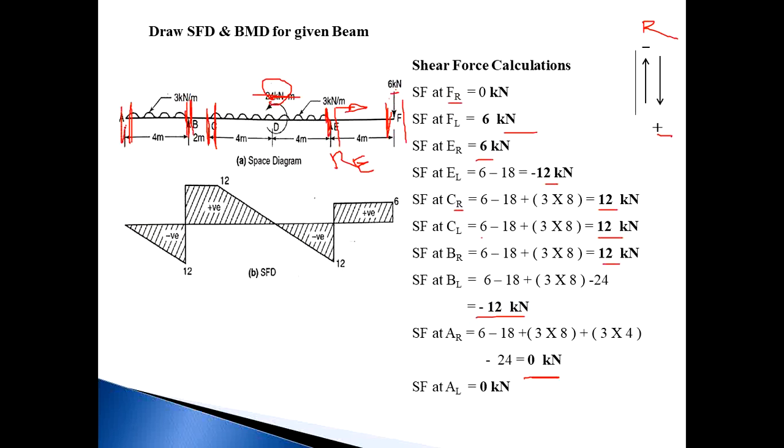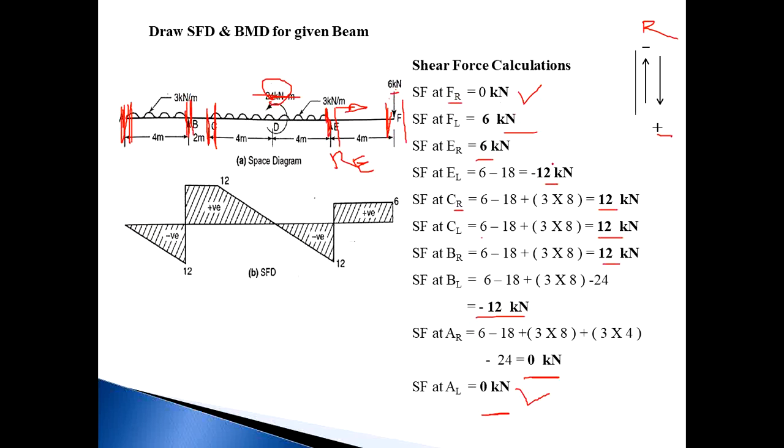And consider AL, mark a section on the left side of A and assume all forces. So once again it becomes 0. Means we start with 0, end with 0. This is the simple way to identify whether our calculations are right or wrong. So in every problem we should understand the starting point and end point is 0.